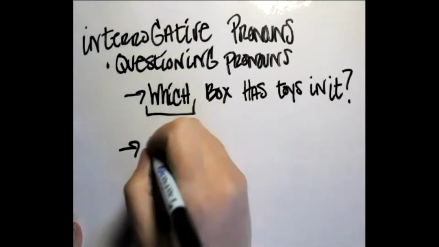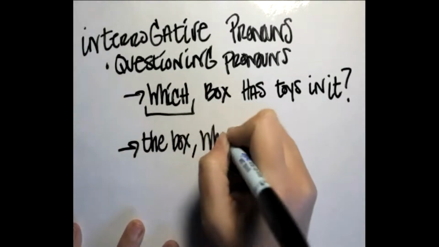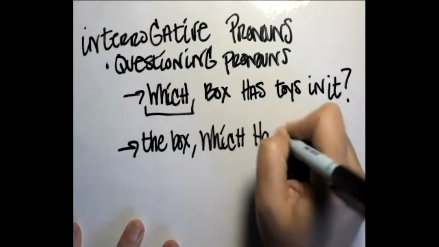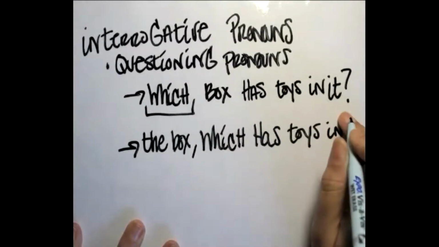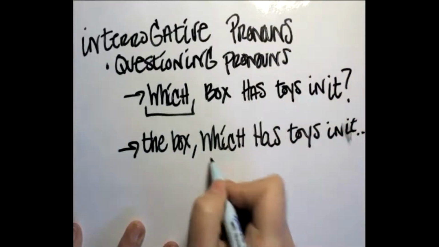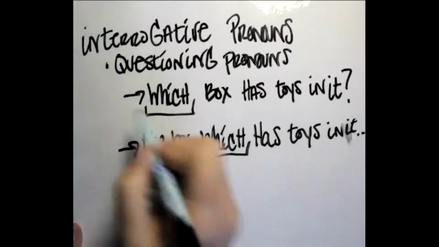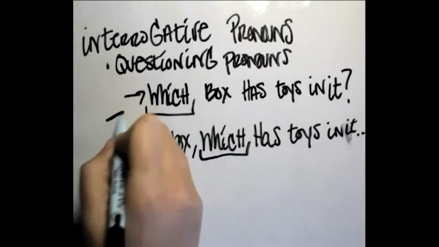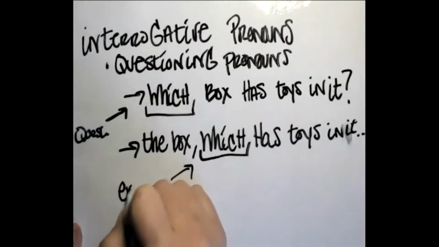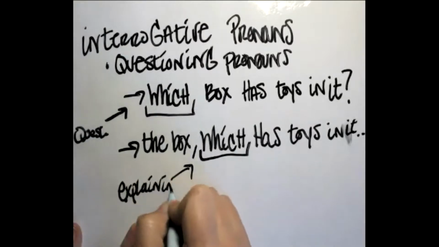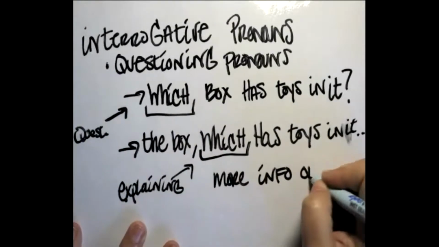And then you could have, "The box, which has toys in it." And which is acting as a relative here. Here you're asking a question. Here you are explaining. So this is more info on your antecedent.